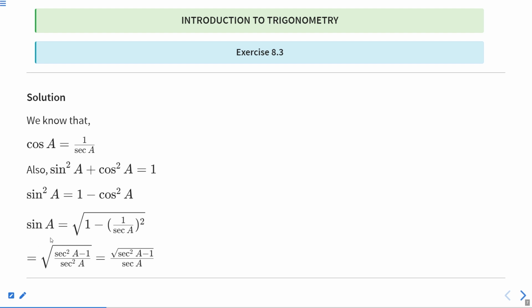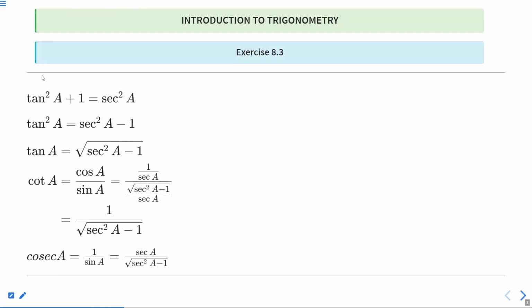This is equal to square root of (sec square A minus 1) divided by sec square A, which is equal to square root of sec square A minus 1, divided by sec A. So here we express the trigonometric ratio sin A in terms of sec A as square root of sec square A minus 1 divided by sec A. Now let us express the other trigonometric ratios in terms of sec A.